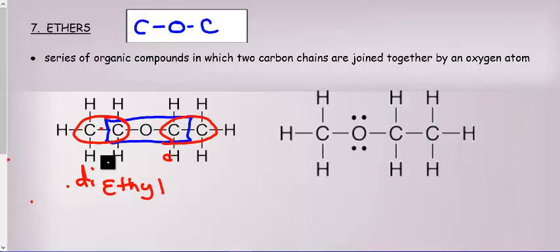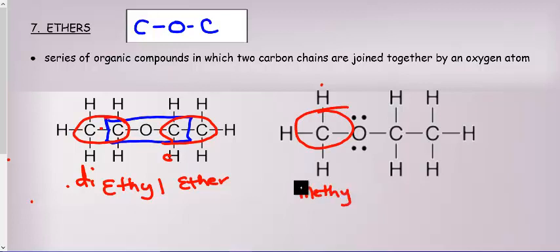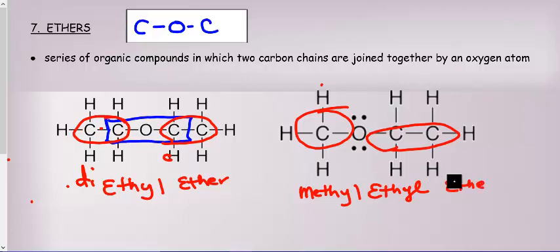Diethyl ether. So again, we have our oxygen in the carbon chain. You go to the side with the lower number of carbons first. If they're not equal, we look here to the left, and that's a 1-carbon chain, so that's methyl. And then you look to the right, and that's a 2-carbon chain, so that's ethyl. So this is methyl ethyl ether when we name them.